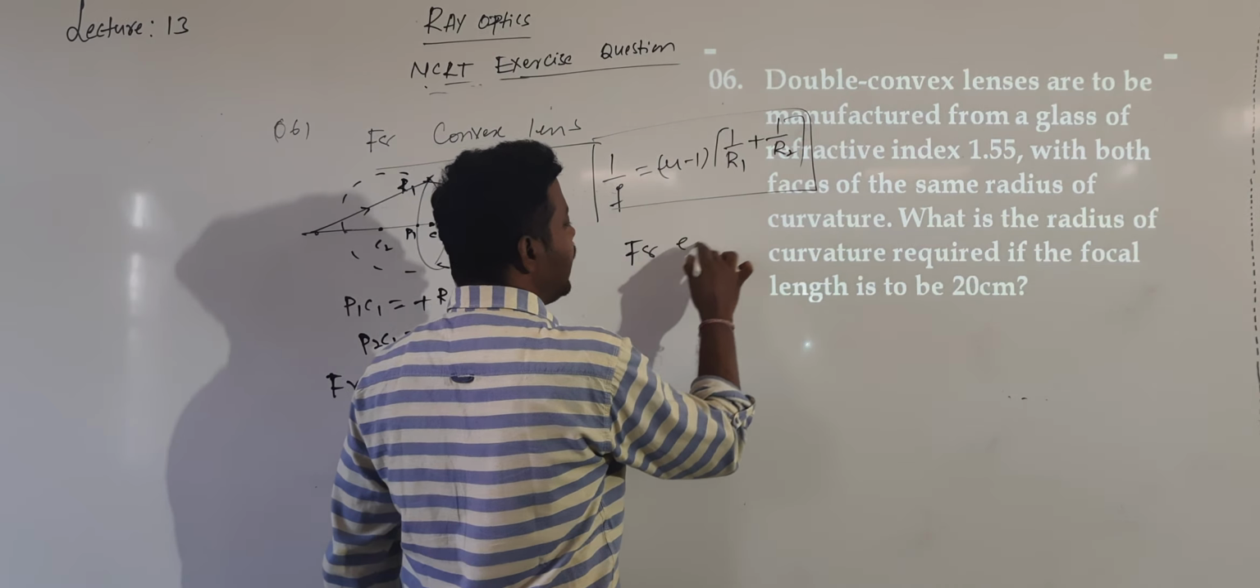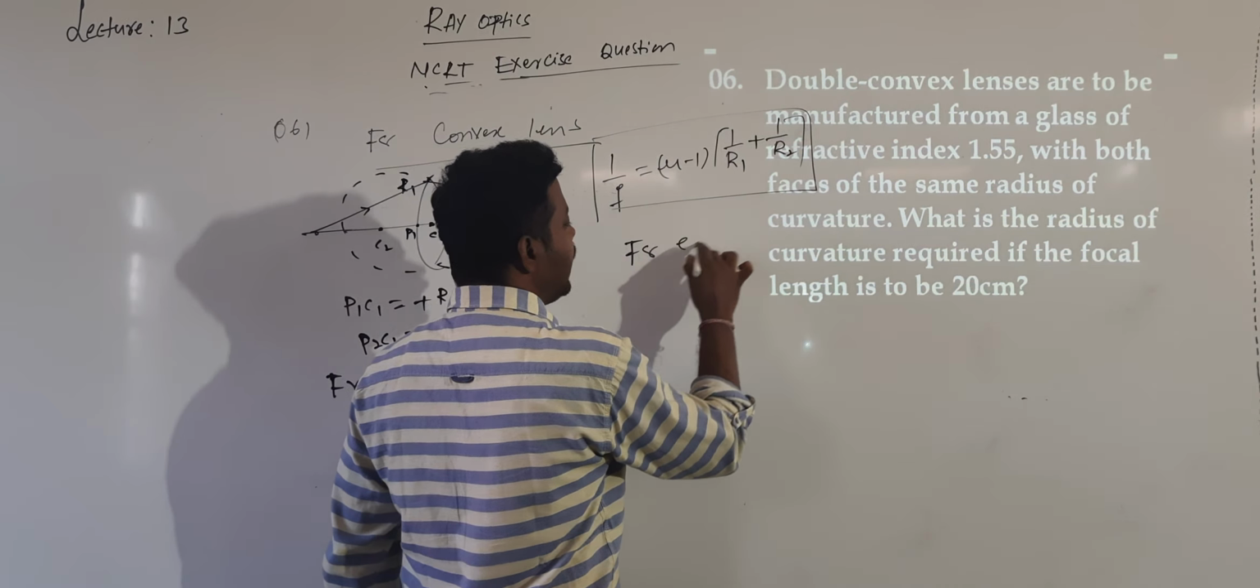I am not simply solving the problem, I am giving the concept also clearly. If any number of models are given like this, you can solve it. Then 1 by f is equal to mu minus 1 into 2 divided by R. So, this is the required formula for doing this problem.